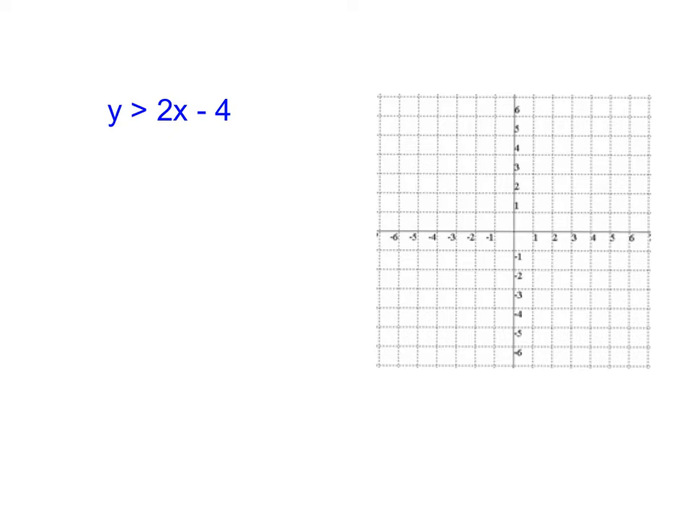Right, so our first linear inequality we're going to graph is y is greater than 2x minus 4. We are already solved for y, so it's slope-intercept form. It's helpful just to identify our slope, which is the number with the x, so 2. I'm going to go ahead and say 2 over 1. And our y-intercept is that negative 4. We're going to write it as an ordered pair, 0, negative 4.